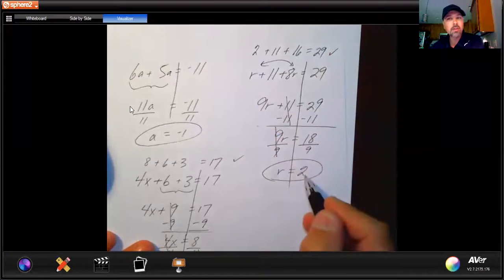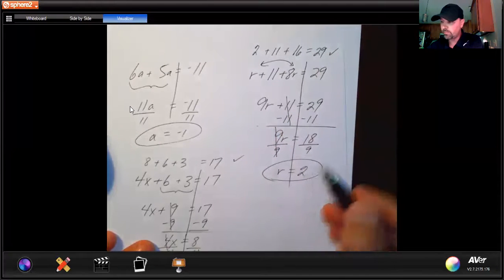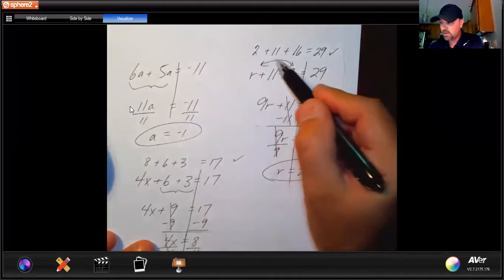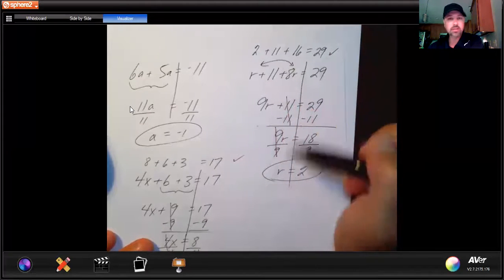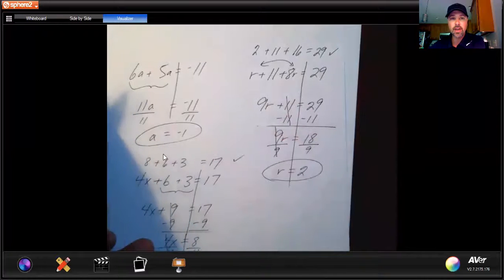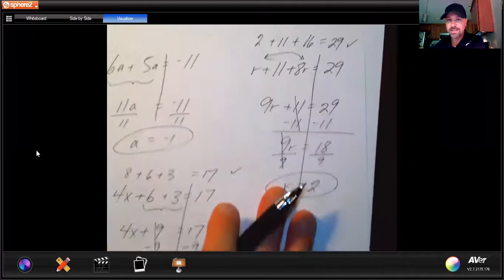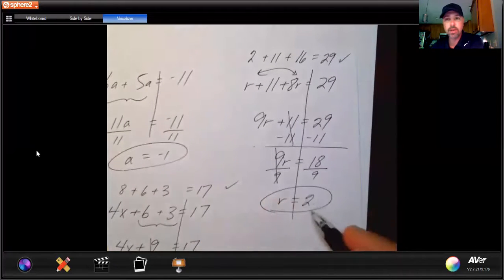If you put any other number in there besides 2 for R, it's not going to equal 29 when you get up here. So that's your clue. Okay, let's just give you an example on that. Let's say I came up with 3 for R in this problem. Maybe I messed up.